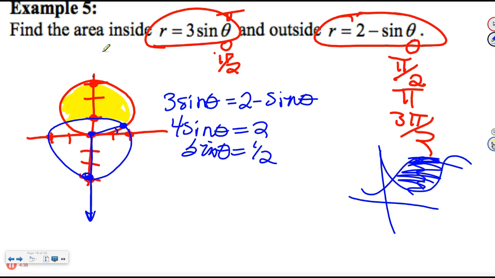So sine theta is a half, and it's exactly what it looks like on my graph. So even knowing how to graph it, if I was pressed for time and I had 5 minutes left and I hadn't started this FRQ, I would just guess at that and say it's pi over 6, and you're probably right. All right, so theta is pi over 6 is where I'm going to start. That's on this radial line, and I'm going to go this way. Where do you think I'm going to stop?